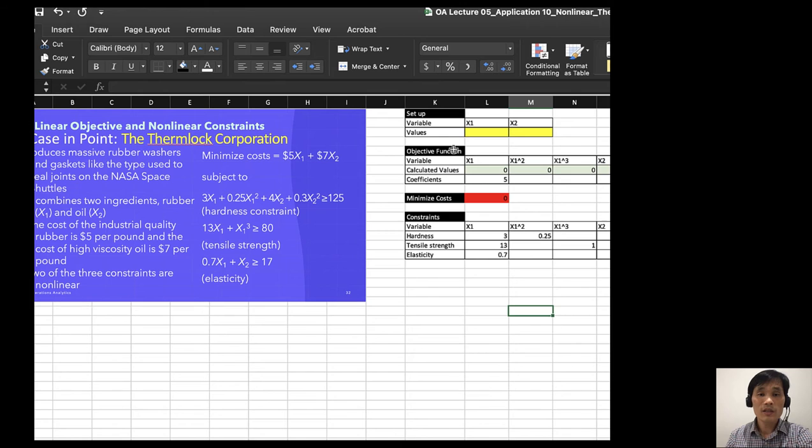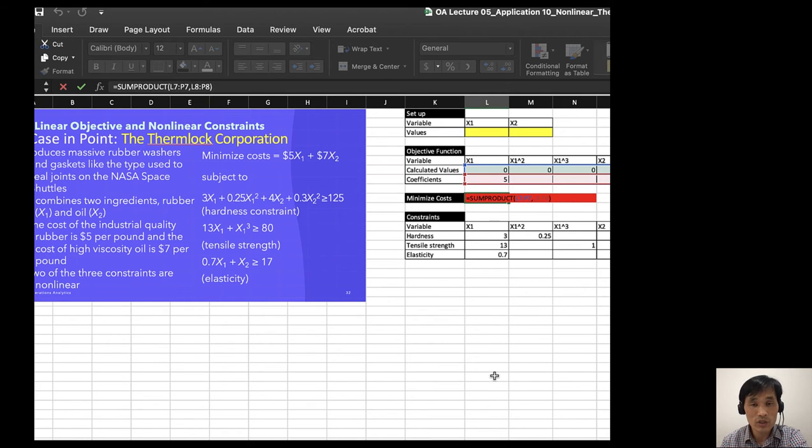So I set up x1 and x2, and all the variables that we have to use in the objective function. Then I added the coefficients of 5 and 7 for the corresponding variables. Here we have the sum product function of the first row and second row that gives you cost, and you have to minimize that. And then we are now on constraints.